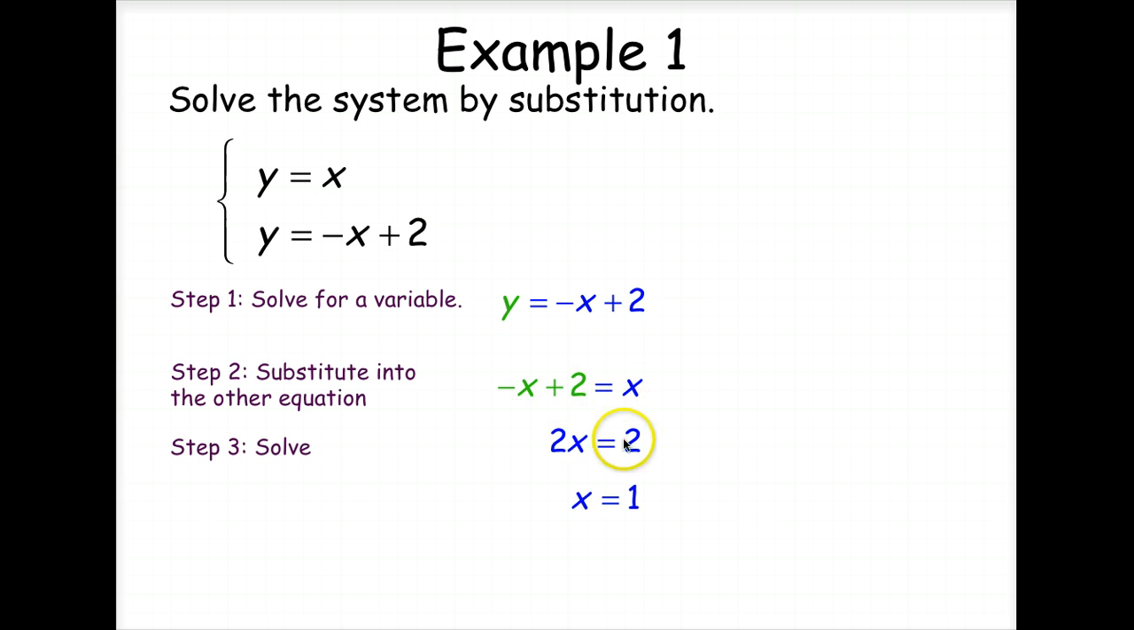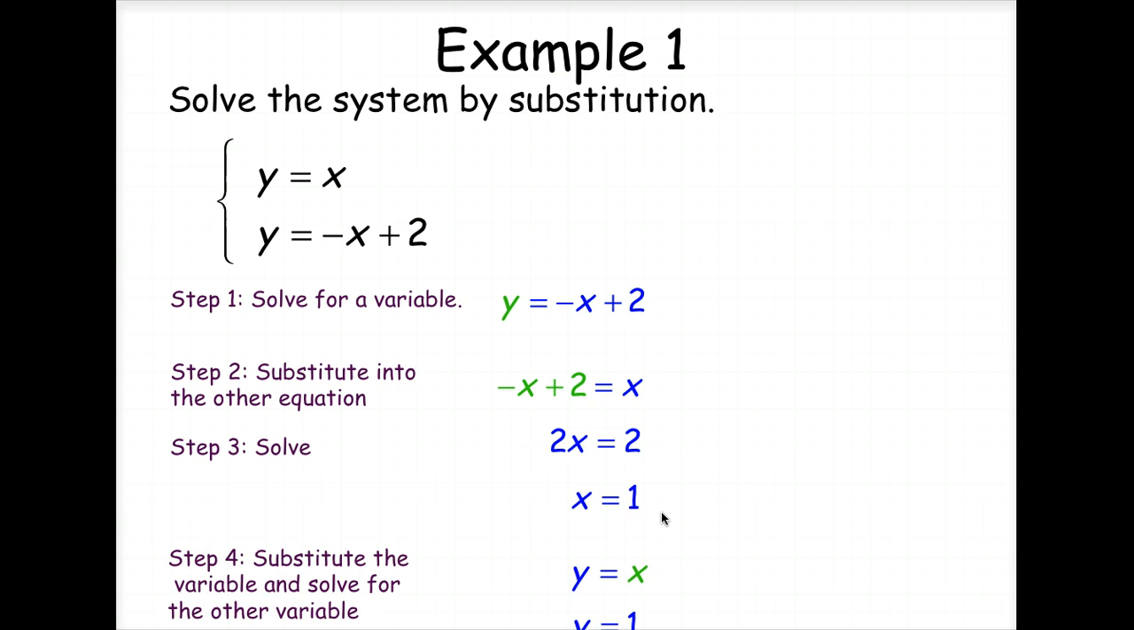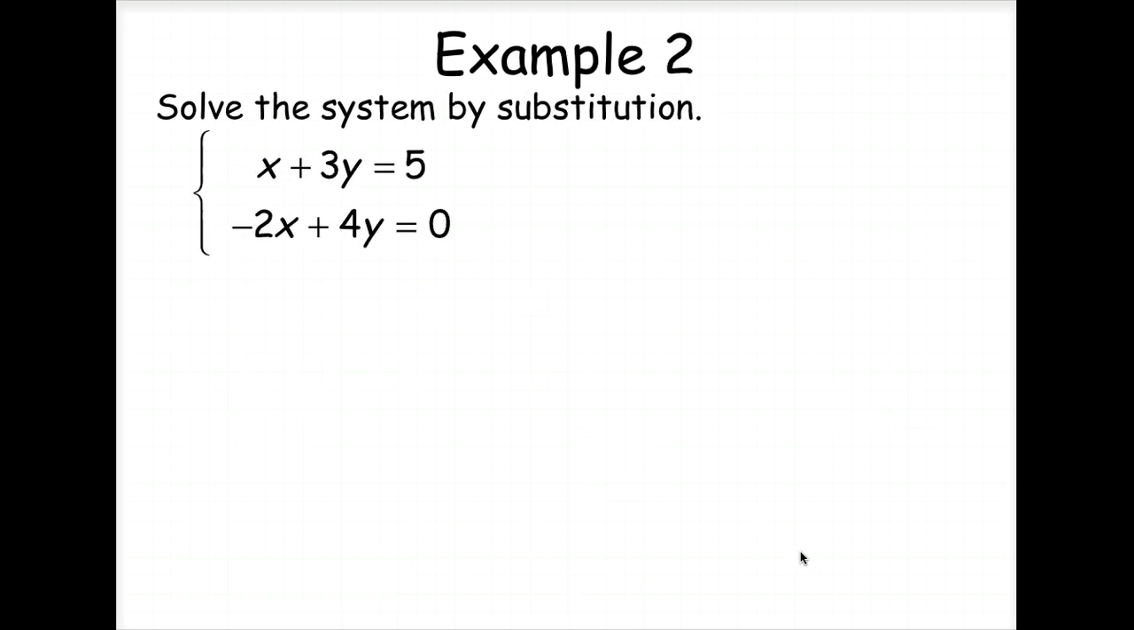Add x to both sides, divide both sides by 2. So we have x is equal to 1. Then we're going to substitute in. If x is equal to 1, we'll put a 1 in place of x. So y is also equal to 1. Our solution: x is 1, y is 1. We write it as an ordered pair. Okay, let's see what this looks like with a little bit more difficult example.